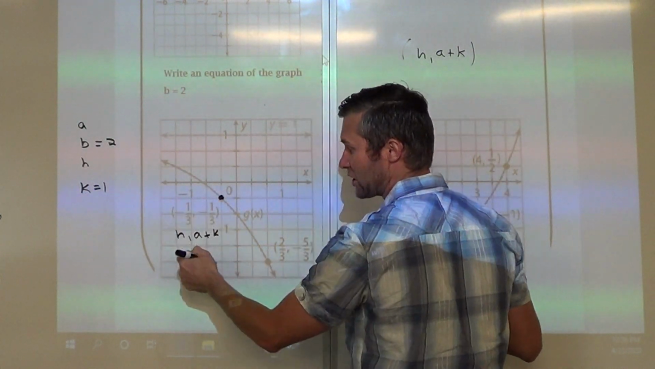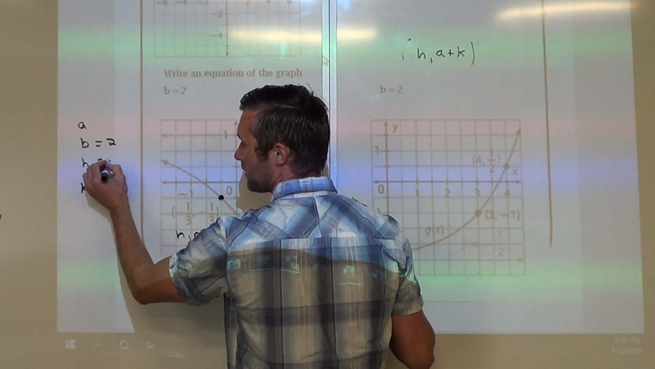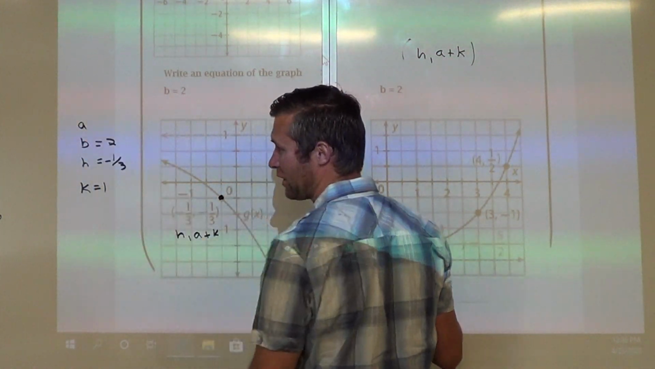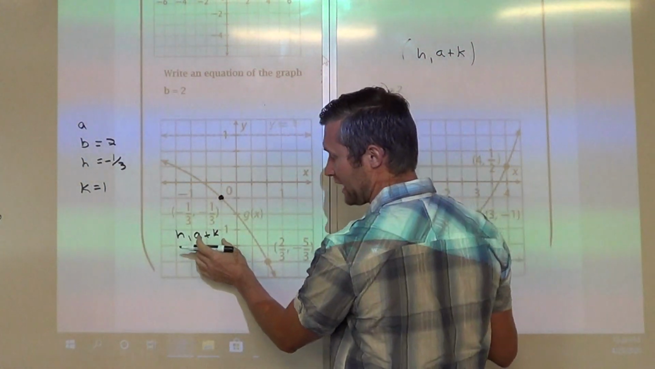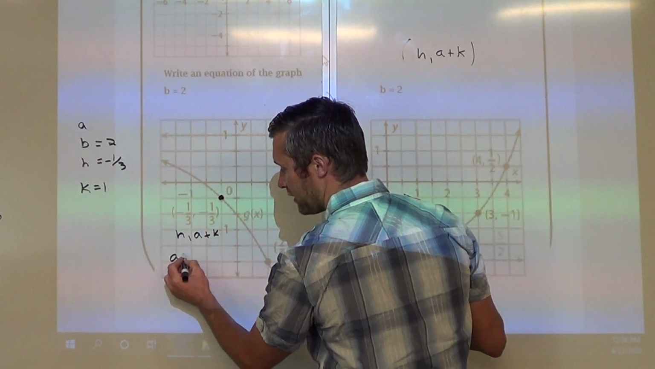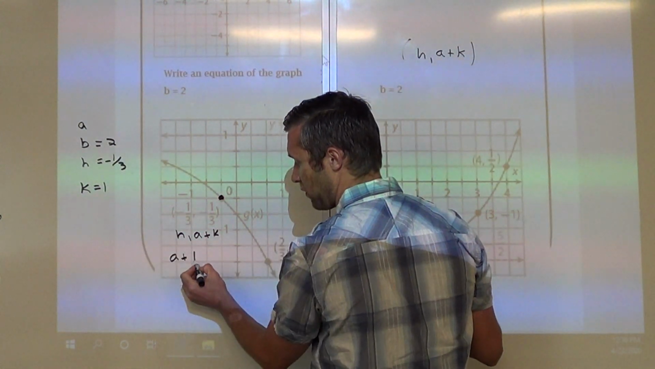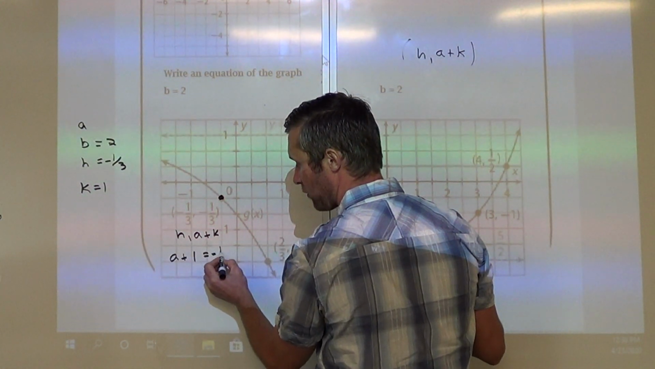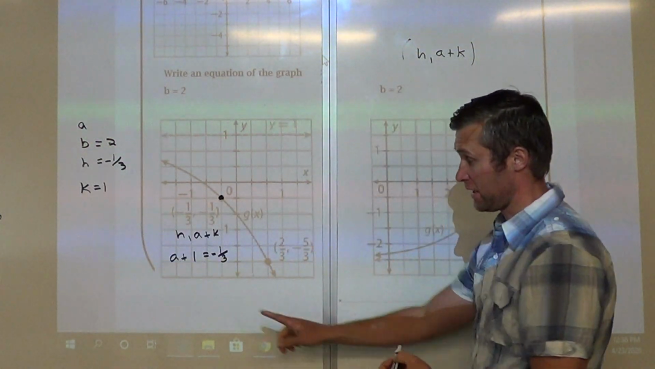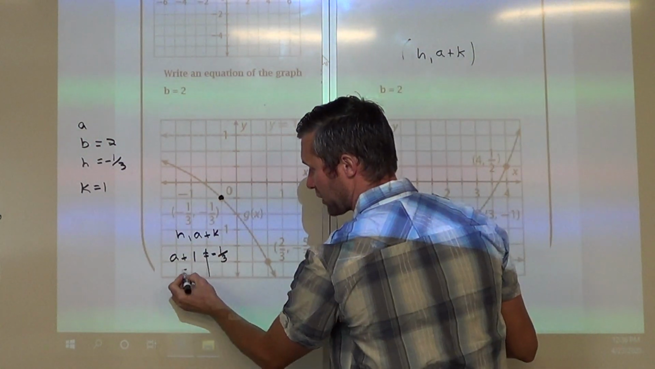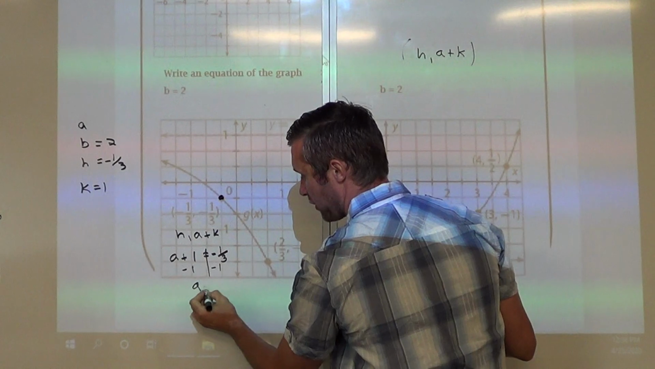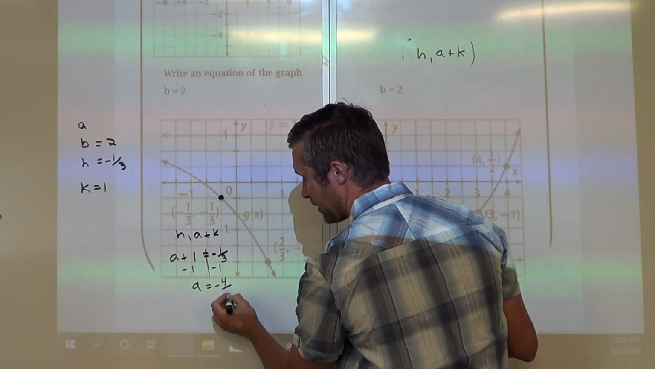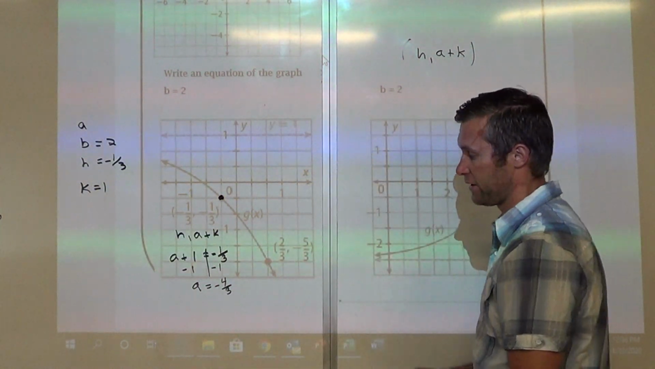So I know h is negative 1/3. So now all I need to know is my a value. To get it, I go a plus my k value, which I know is 1, equals negative 1/3. And then I solve for a. So I subtract 1, subtract 1. So a equals negative 4/3, or you could say negative 1 1/3.